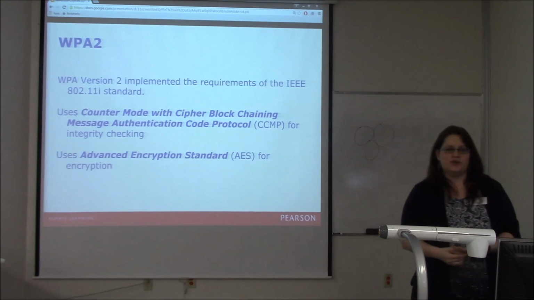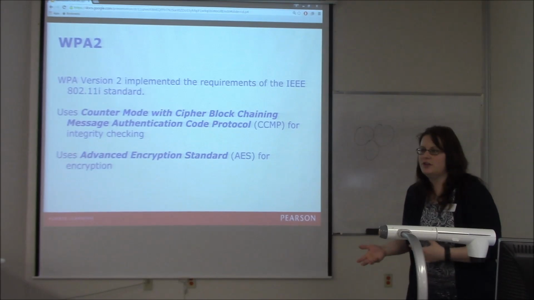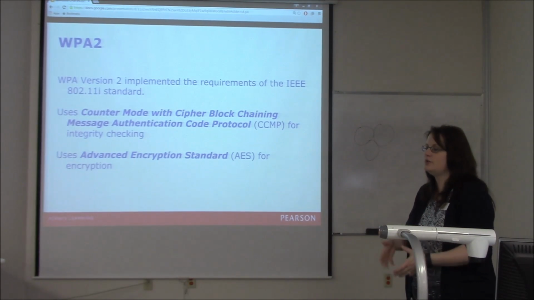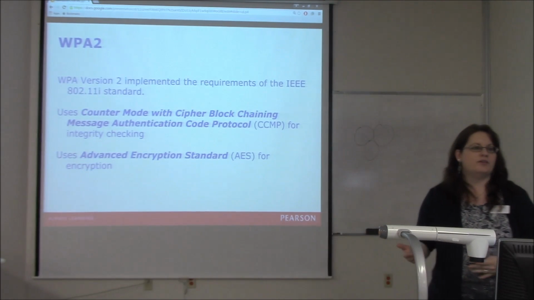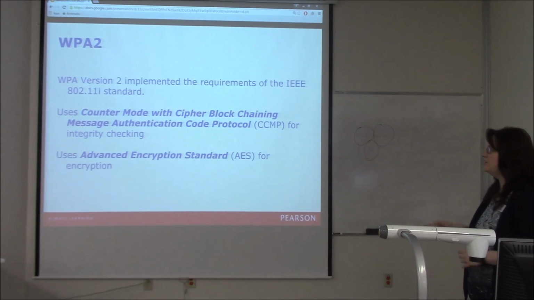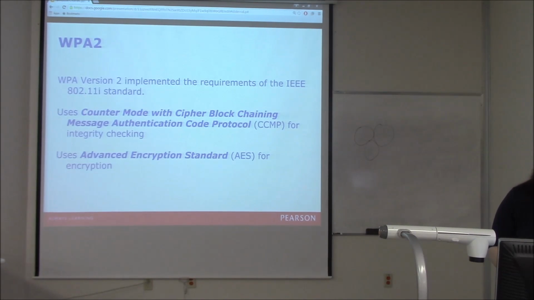So we added that to it, and we also allowed the use of AES encryption, which is the most advanced symmetric encryption scheme that we have right now. So we'll talk more about encryption in a future chapter, but that's what WPA2 did for us. So it checks integrity and it allows for better encryption.